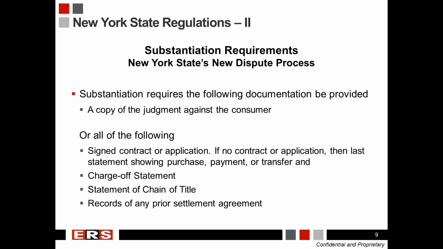Moving on, a little bit more information about substantiation. Substantiation requires documentation be provided to the consumer. That documentation could be a copy of the judgment against the consumer, if a judgment has been filed, obviously, or all of the following: a signed contract or application. If there is no contract or application, then we would have to provide the last statement showing the purchase, payment, or transfer of the debt, and a charge-off statement that was provided to the consumer, and a statement of the chain of title of the debt, and any records of a prior settlement agreement with the consumer.